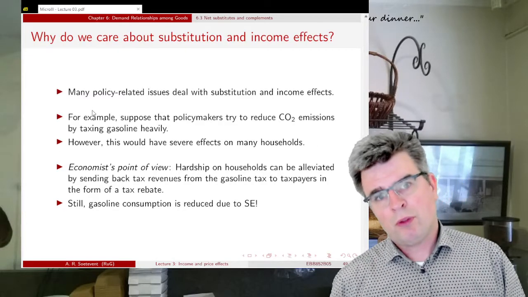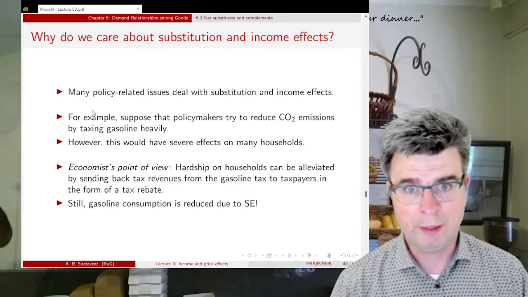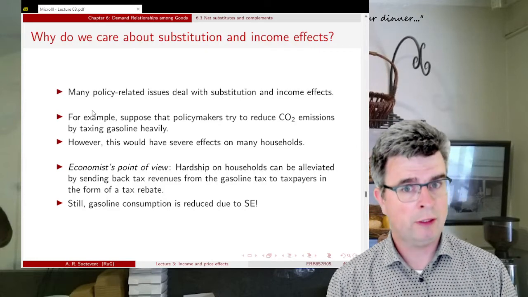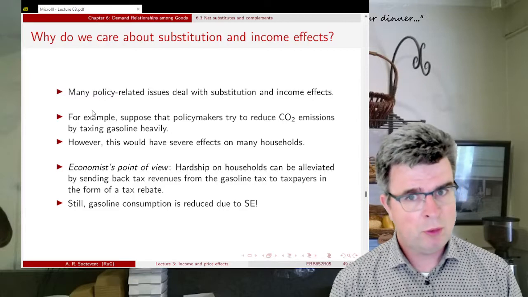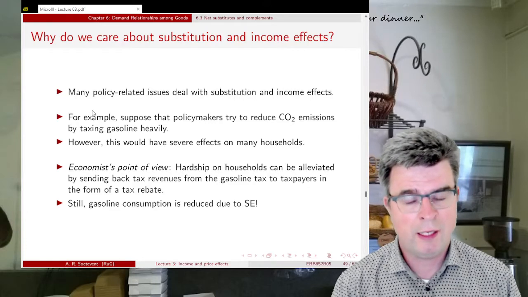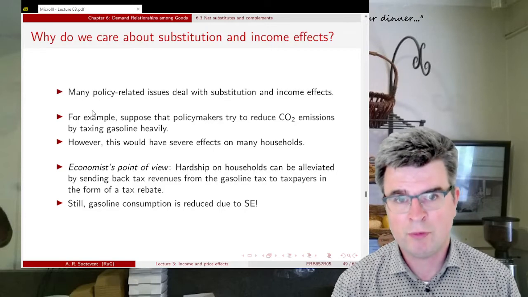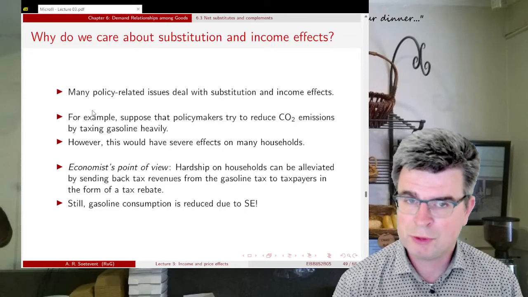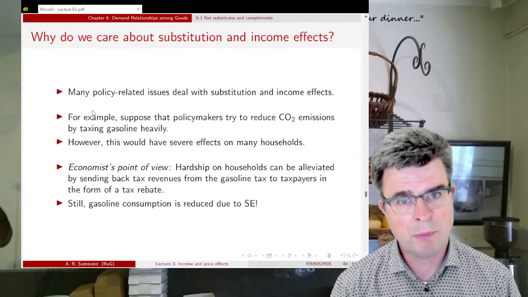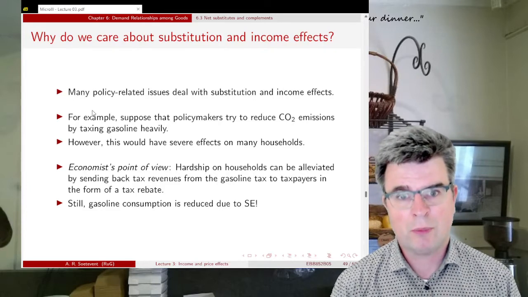Now we talked a lot about income and substitution effects, and the question is, why do we care? At this point, you might be a little bit bored with this entire discussion, so I need to give you a motivation. And the motivation is that the government develops a lot of policies, and many of the policy-related issues deal with substitution and income effects. You tax one good, you give a subsidy to a good, that will change the relative price of goods, and it will do something to the optimal consumption bundle and also to the purchasing power of people.